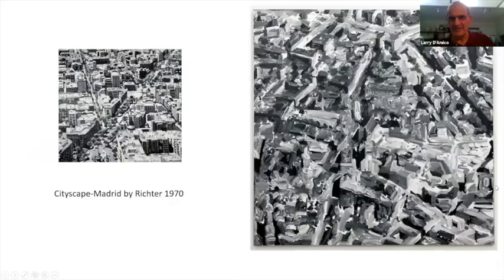And again, these are from 1970 and 71 or so. He did these cityscapes, and they're abstract paintings, they're representational, they are these kind of aerial views. There's an integration of the abstract gestural marking in them.